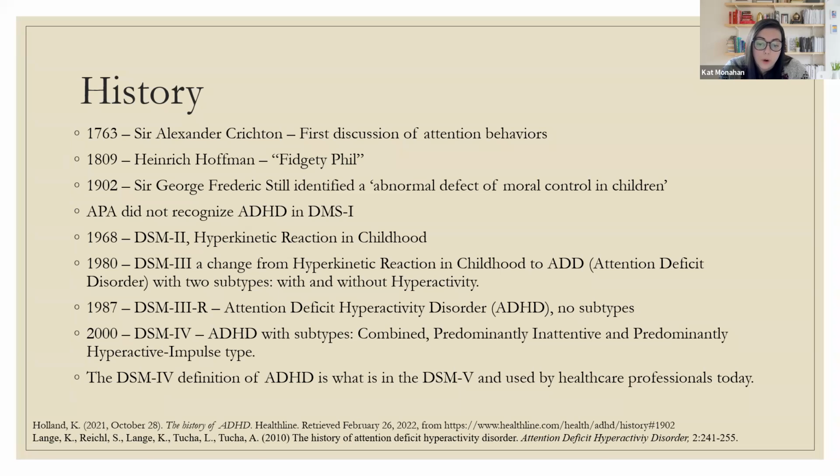The DSM-4 was released by the APA in the year 2000, and this edition identified subtypes of ADHD to include combined type, predominantly inattentive type, and predominantly hyperactive impulsive type. And this is the criteria that we use today.